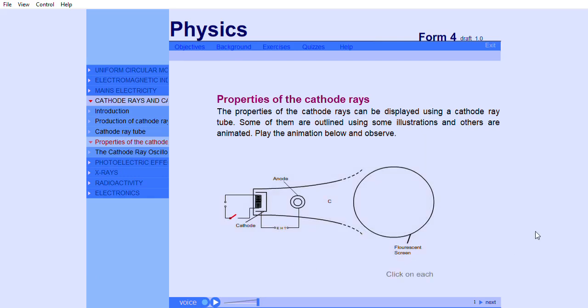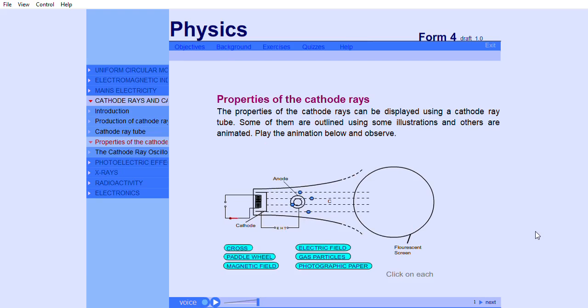Observations. The image of the cross is projected onto the fluorescent screen. The paddle wheel starts rotating. The cathode rays are seen to deflect in an arc towards the North Pole. The rays are deflected towards the positive plate in an arc. The particles of gas become ionized or charged and move towards the positive plate. Then, the photographic plate is fogged.